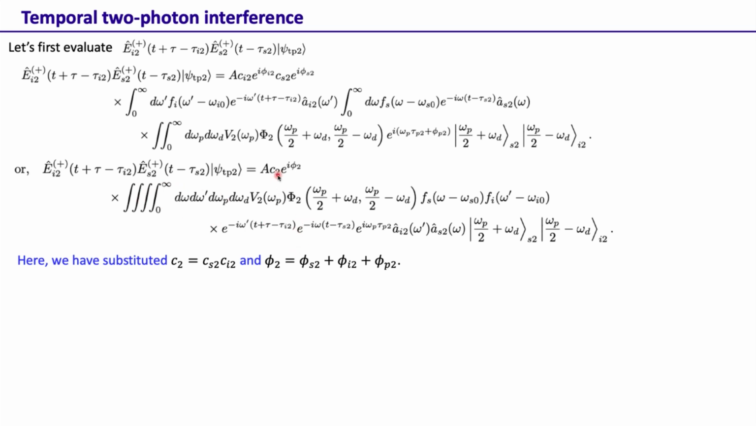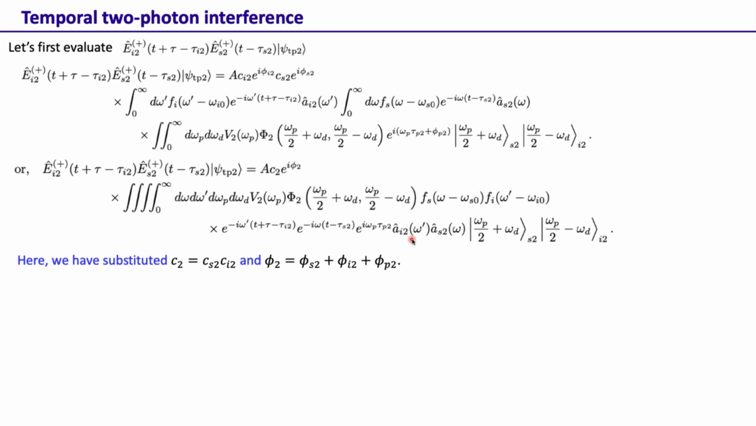The C2 we are putting for CS2 times CI2, combining these two. Then phi 2 we are putting in place of phi S2, phi I2, and phi P2. We just collect it and put it together, and since these do not depend on omega P and omega D, they are put outside. That's the pump field amplitude, that's the phase matching function. Here are the filter functions that we have put together, and all these terms we have then put together.